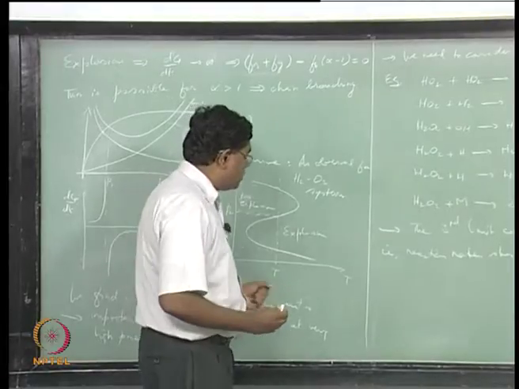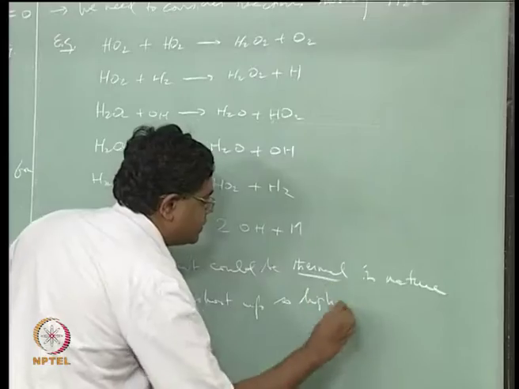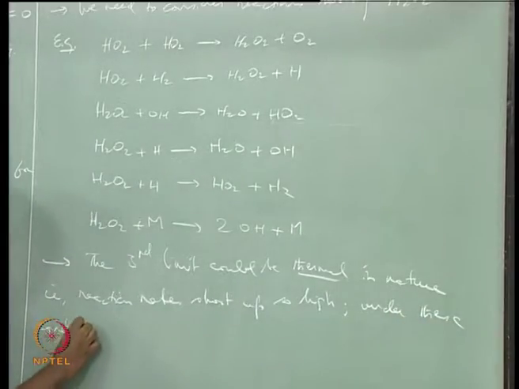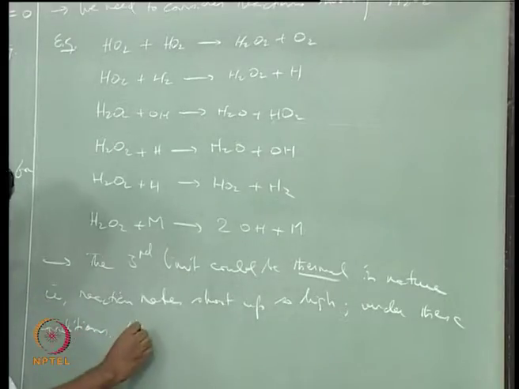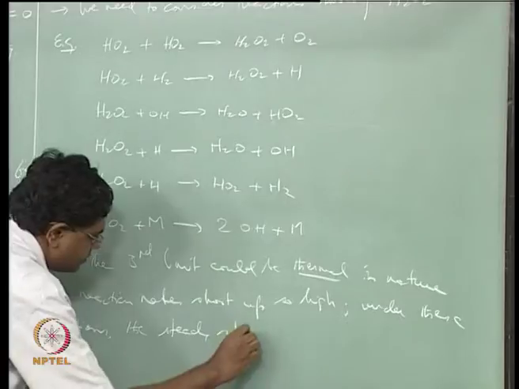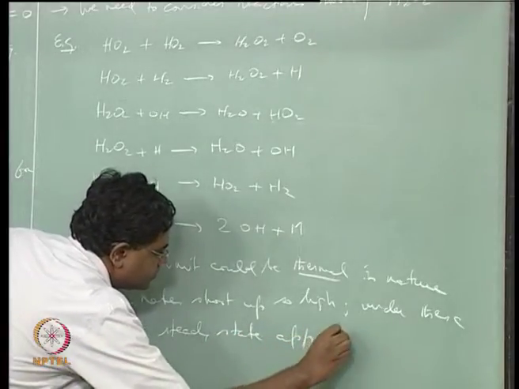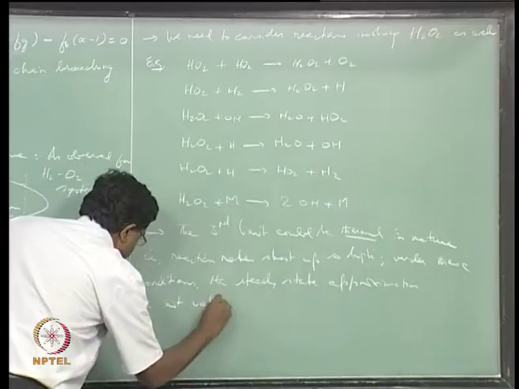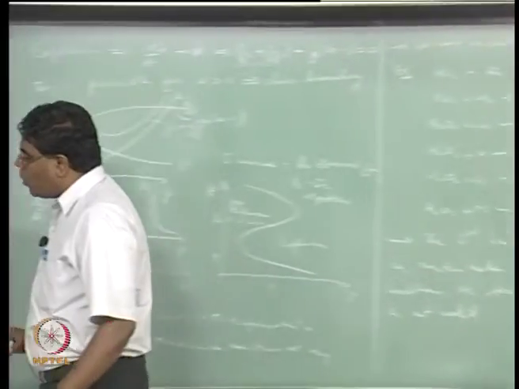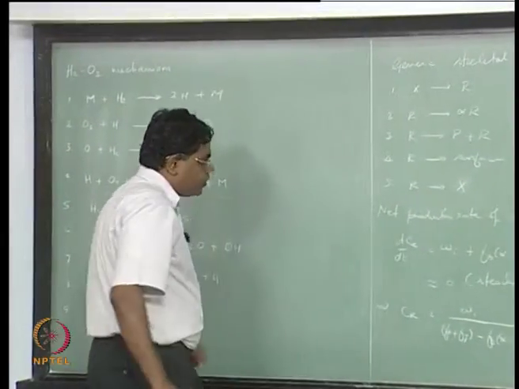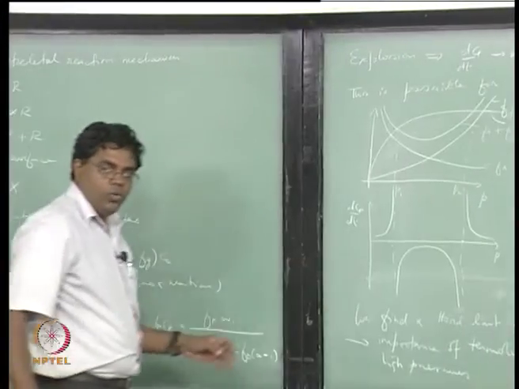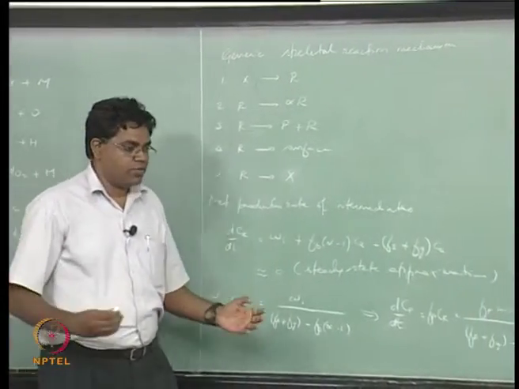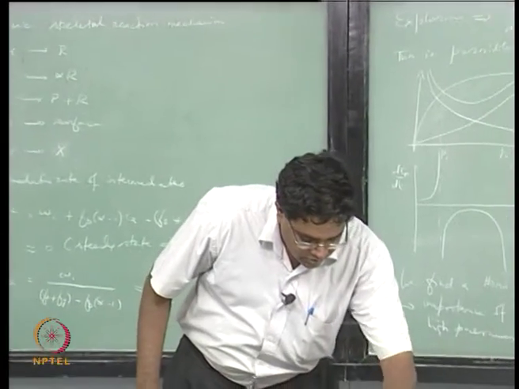And so under these conditions, the steady state approximation is not valid. In other words, you couldn't hope to explain the third limit particularly within the framework of a steady state approximation. Okay, so you have to account for the thermal runaway in explaining the third limit.